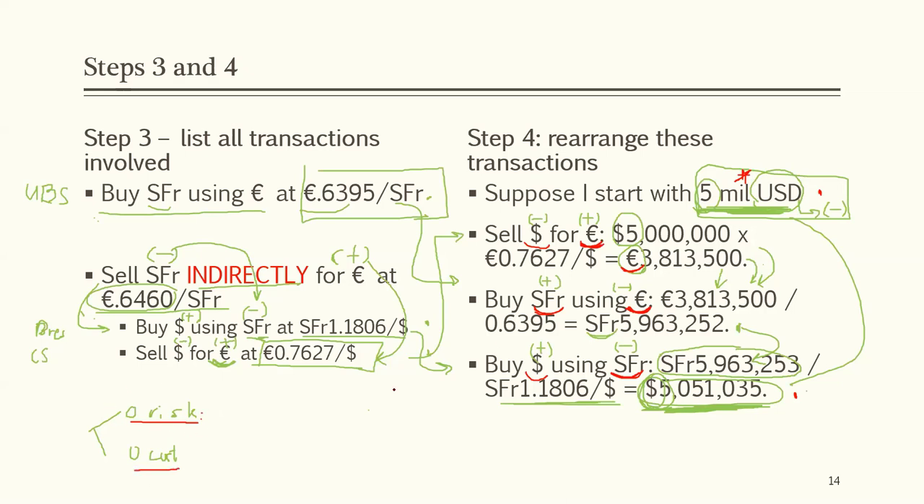In terms of costs, I started with 5 million USD, but at the end I've got 5.05 million. Meaning that the cost of starting the strategy could be offset straight away with the final proceeds. That means at time zero, I am not out of pocket anything.